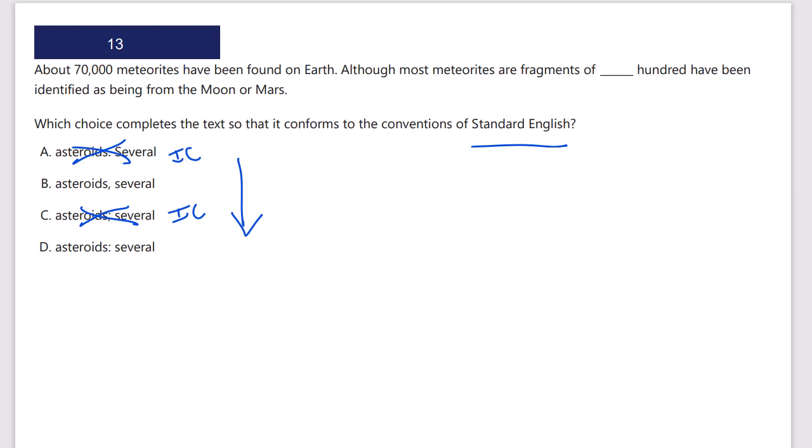So let's see. About 70,000 meteorites have been found on Earth, although most meteorites are fragments of asteroids, several hundred have been identified. So it's although, a subordinating conjunction. It's creating a dependent clause up front, which must be separated by the comma here. And then the main clause will be several hundred have been identified as being from the moon. B is the correct answer. No need for a colon.